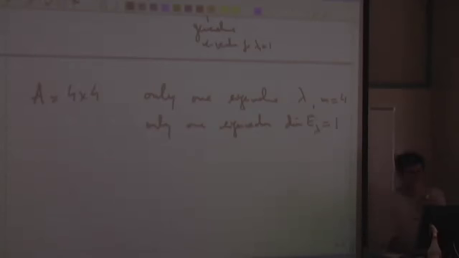All right. Let me quickly say that if A is 4 by 4 and has only one eigenvalue, lambda with multiplicity 4, of course, and only one eigenvector, so the dimension of the eigenspace is 1. What's the canonical form?